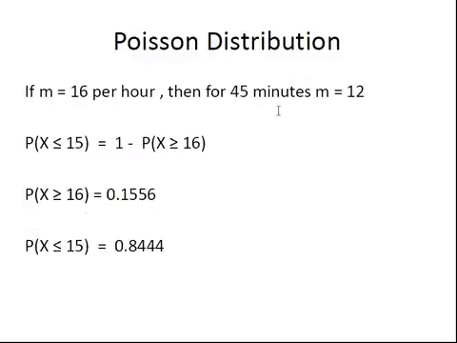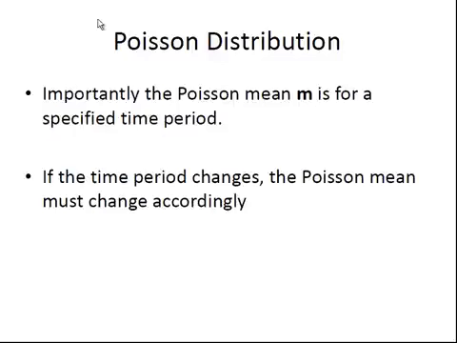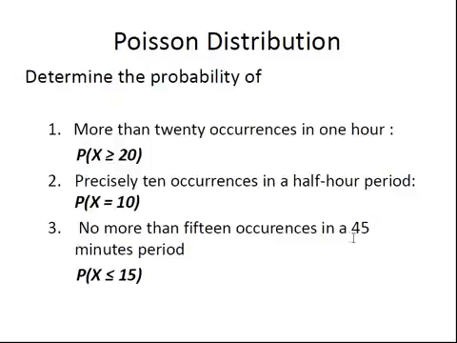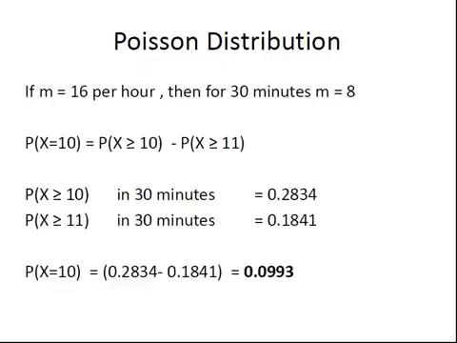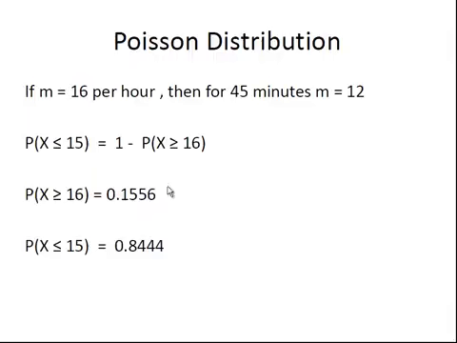Okay, the next question is what is the probability of 15 or less, no more than 15 occurrences in a 45-minute period. So x can be 15. We could have 15 occurrences, but no more than that. So it's x equals 0, x equals 1, x equals 2, all the way up to x equals 15. So what we're going to do is use the complement rule for that. The complement of x less than or equal to 15 is x greater than or equal to 16.